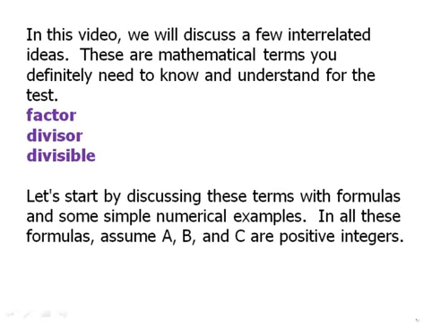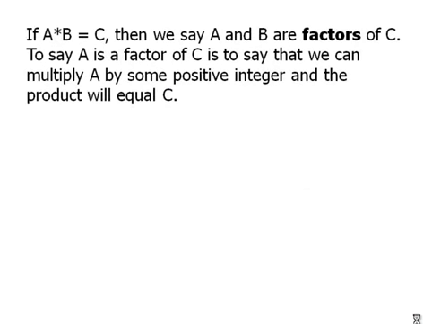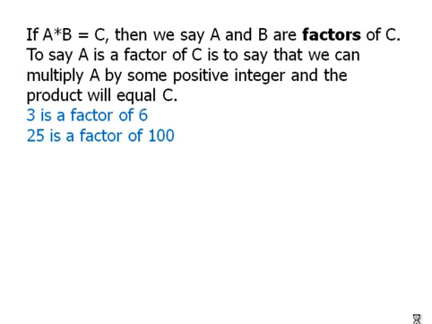Let's start by discussing these terms with formulas and some simple numerical examples. In all of these formulas, assume a, b, and c are positive integers. If we say that a times b equals c, then we can say that a and b are factors of c. In other words, we use them to multiply together to get c. To say that a is a factor of c is to say that we can multiply a by some positive integer and the product will equal c. So for example, 3 is a factor of 6. We can multiply 3 by an integer and get 6.